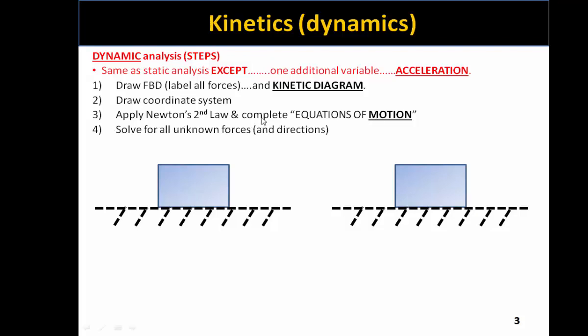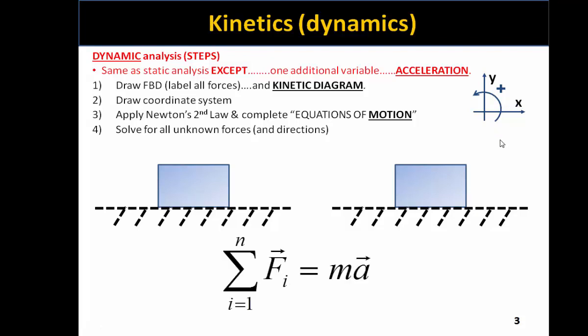And then once we have those equations all established, we solve for all the unknown forces and directions, or we solve for unknown kinematic variables, and we'll illustrate that here in this lecture. So up here in the top right hand corner, we always have to put our coordinate system. Without a coordinate system, we would have no guidance on how to interpret all of our diagrams.